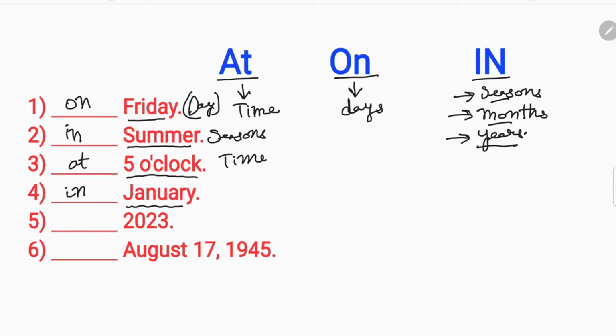Now fifth example is 2023. Dash 2023. It is year, okay. So with year we use in 2023. Here January is month. So with month we use in. So your last one is dash August 17, 1945. It is for you. You will tell me in comments what will be the answer.